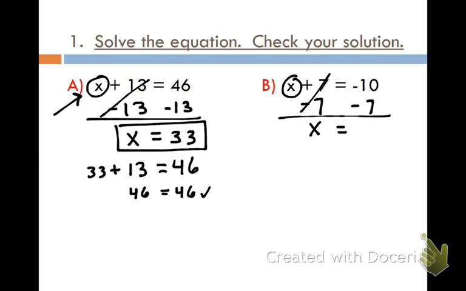Same sign, add and keep, different signs, subtract and take. What is negative 10 minus 7? Negative 17 is correct, and that's your final answer.